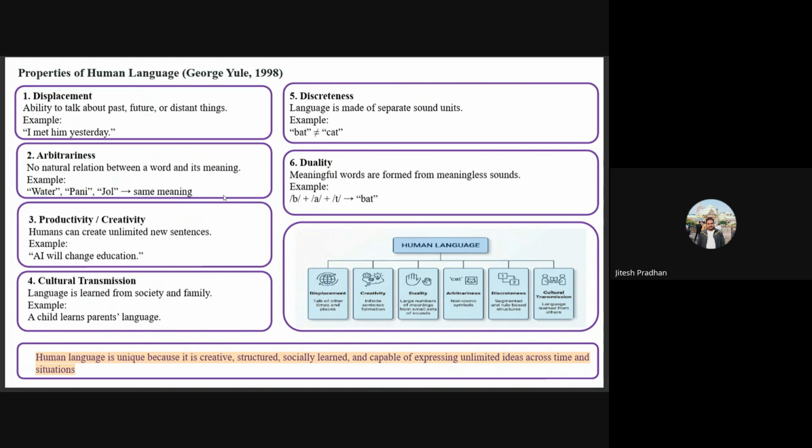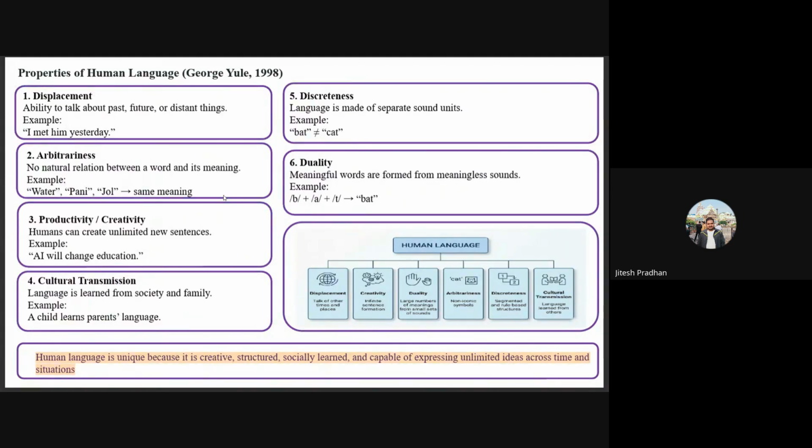Now there are two more, discreteness and duality. First, what is discreteness? Discreteness means the words we are saying are made up of separate sounds. For example, bat and cat are not the same. Bat gives one sound generated from our vocal cords, and cat is another sound. So discrete language is made up of separate, distinct sounds. That is called discreteness.